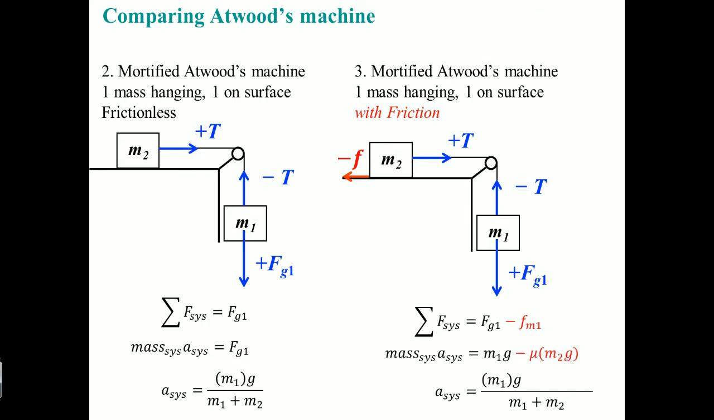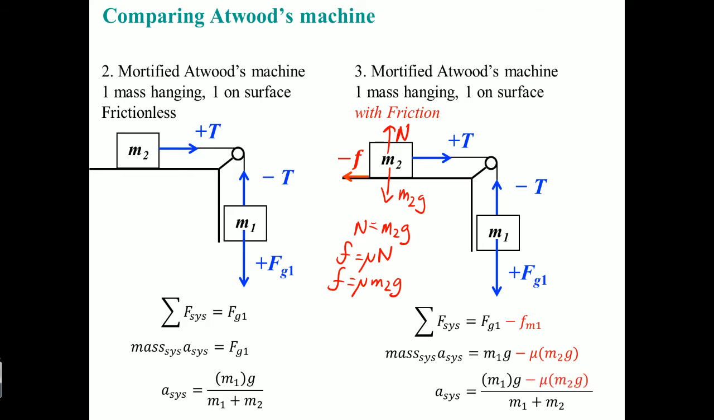Well, it's mu times the normal force, and the normal force here is m2g. So the normal force N is equal to m2g. Force of friction is mu N, so force of friction is mu times m2g. That's how I got that value.